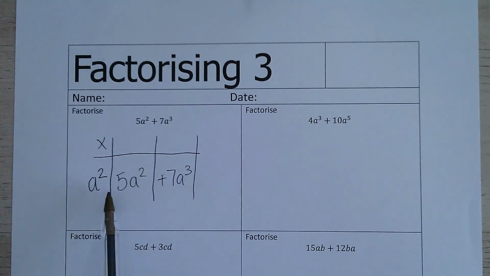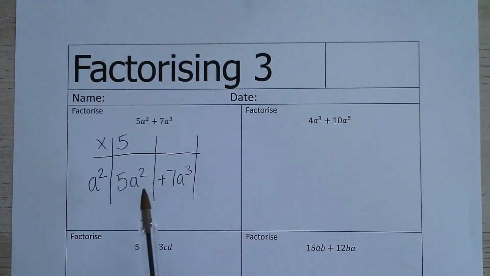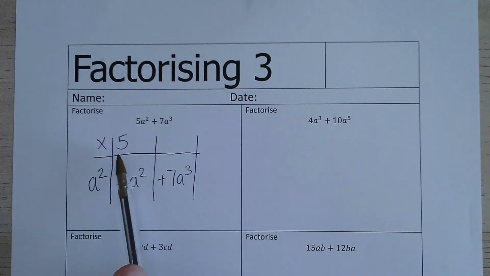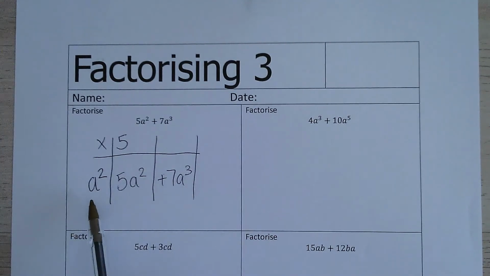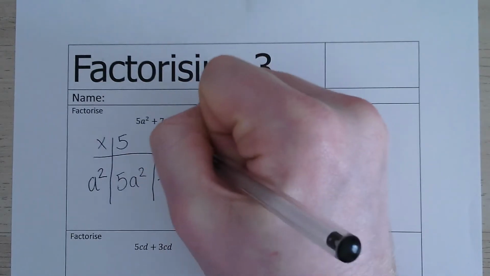Once I've figured out what term is going to go on the left side of our grid method, now we just need to divide. 5a squared divided by a squared, our 5 will remain on the top row. A squared divided by a squared is going to cancel out, so we're left with just 5. 7a cubed divided by a squared, again the plus 7 will just remain.